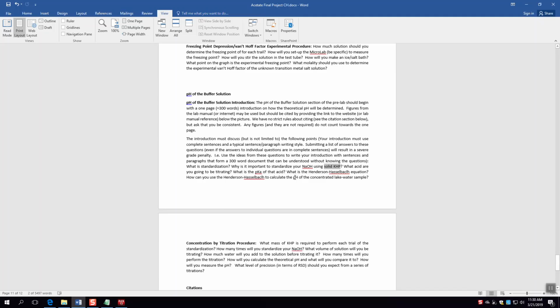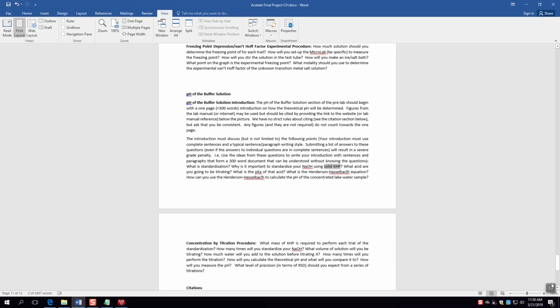You can look that up online. In fact, you have that for experiment 18. That's what you did, was find the pKa of acetic acid. The Henderson-Hasselbalch equation we just talked about: how are you going to use that to calculate the pH of the concentrated lake sample? We just talked about that as well. So in your introduction, about 300 words, you're going to want to address each of these questions and write it out in paragraph form. You may want to add some other stuff that you think of as well.